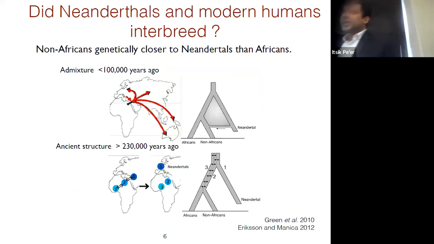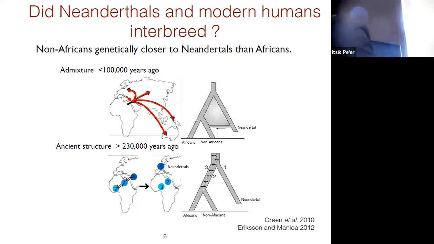So as we were starting to think about this question of interbreeding, one question that came up was, this was not the only possibility. So although non-Africans are genetically closer to Neanderthals than Africans, and this hinted at the possibility of admixture, there are other possibilities that could also explain this observation. So this was the possibility of complicated population structure.